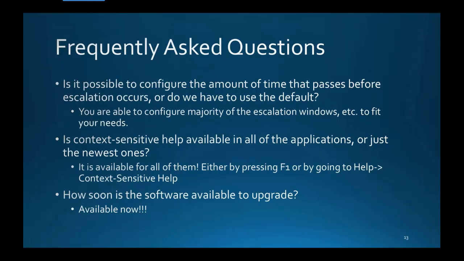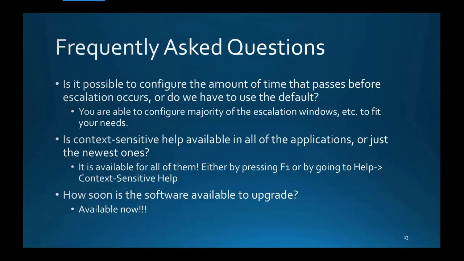Okay, thanks, Carrie. All right, so one of the questions that we've gotten in the other webinar was, is it possible to configure the amount of time that passes before escalation occurs, or do you have to just use the default? All of the settings that we've shown you in the notification utility are configurable, so you can even enable or disable them so that you don't get any notifications at all if you want. If you want to add additional time, you're certainly able to accommodate that, so you can make it fit whatever you need to fit your business requirements.